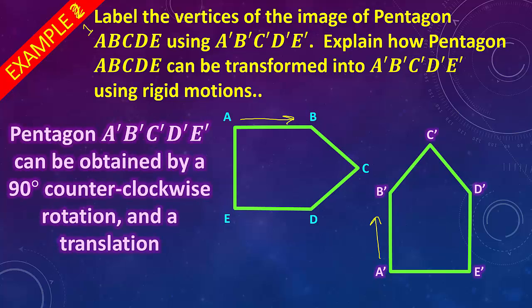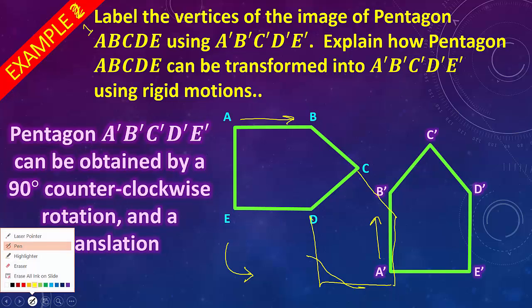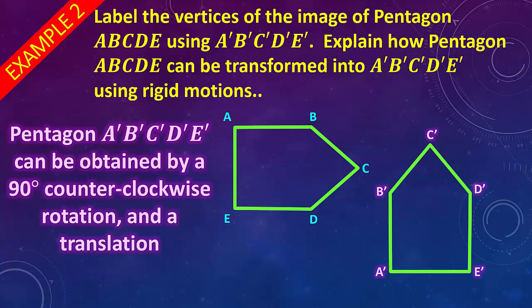A vertex is basically where an angle is formed by two sides. Alright, so pentagon A prime, B prime, C prime, D prime, E prime can be obtained by a 90-degree counterclockwise rotation, because remember we're going this way, and that's counterclockwise. But even if we rotated it about point C, that would only move it basically, here is what it would look like. But that wouldn't give us the overlapped image. So then we would have to translate it. Remember, that means to slide it. So then it would be slid basically to the right and up.